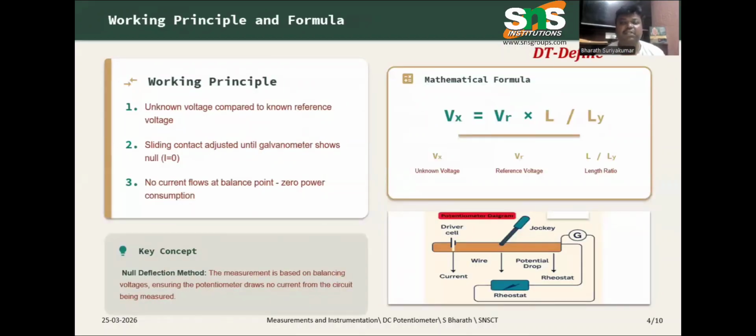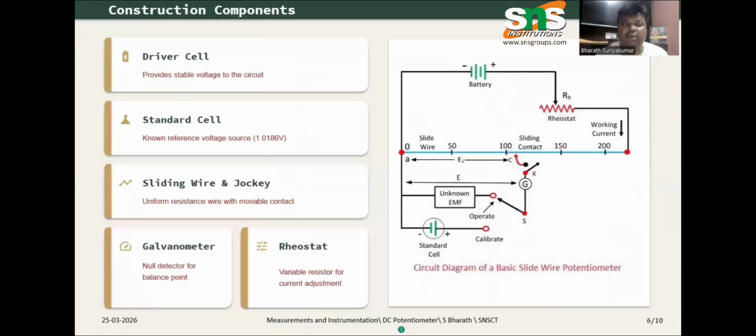Let's see the working principle of a DC potentiometer. The unknown voltage is compared to the reference voltage. The sliding contact is adjusted until the galvanometer shows a null deflection, which is equal to 0. No current flows at the balanced point, that is, zero consumption. Let's see the diagram of this DC potentiometer. Here is the circuit diagram of a basic slide wire potentiometer.